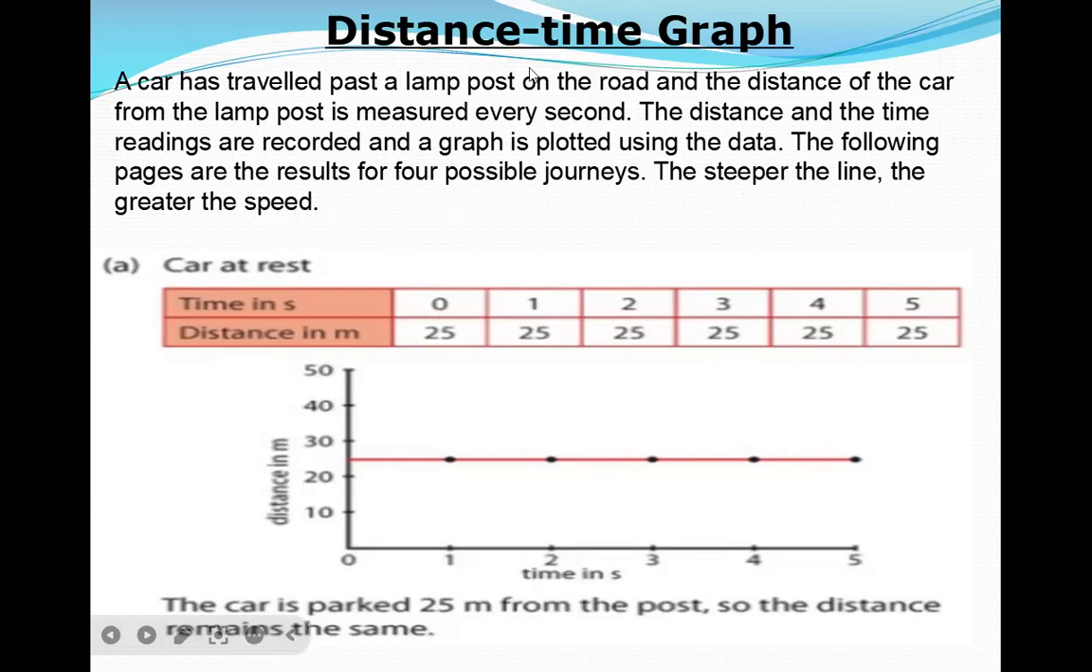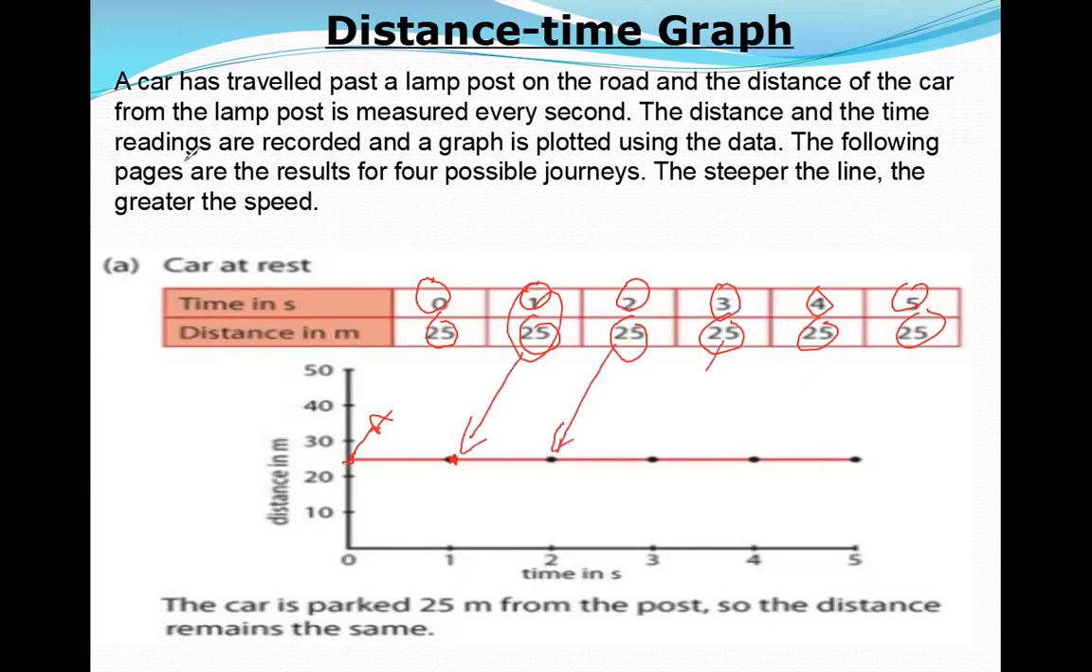For example, at 0 seconds, the distance will be 25. At 1 second, the distance will be 25. At 2 seconds, the distance will be 25. At 3, the distance will be 25. 4, 25. 5, 25. If I draw the points, at 0 it is 25. The first point is this, A. And the second one is there. The third one is this. The fourth one, the fifth one, and the sixth one.